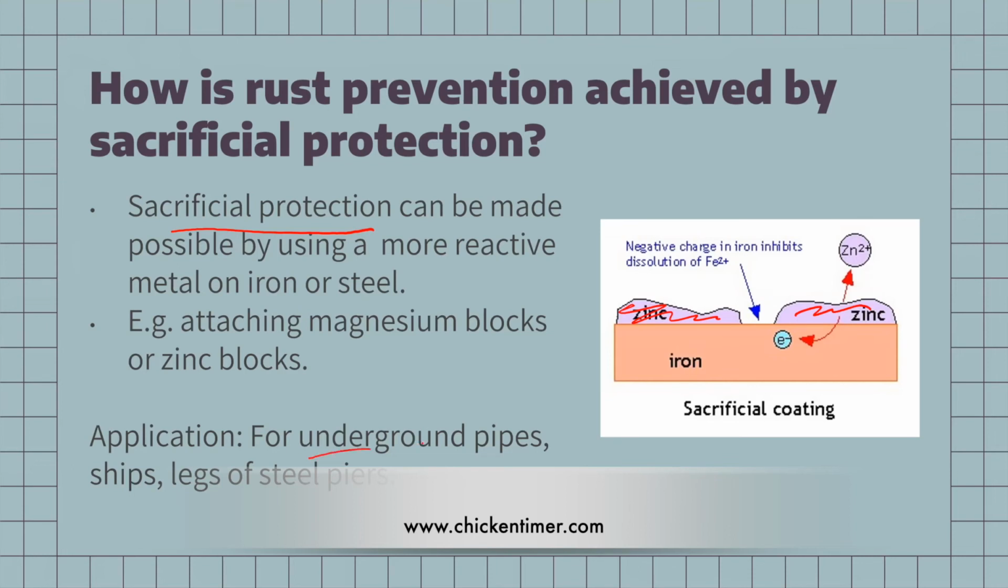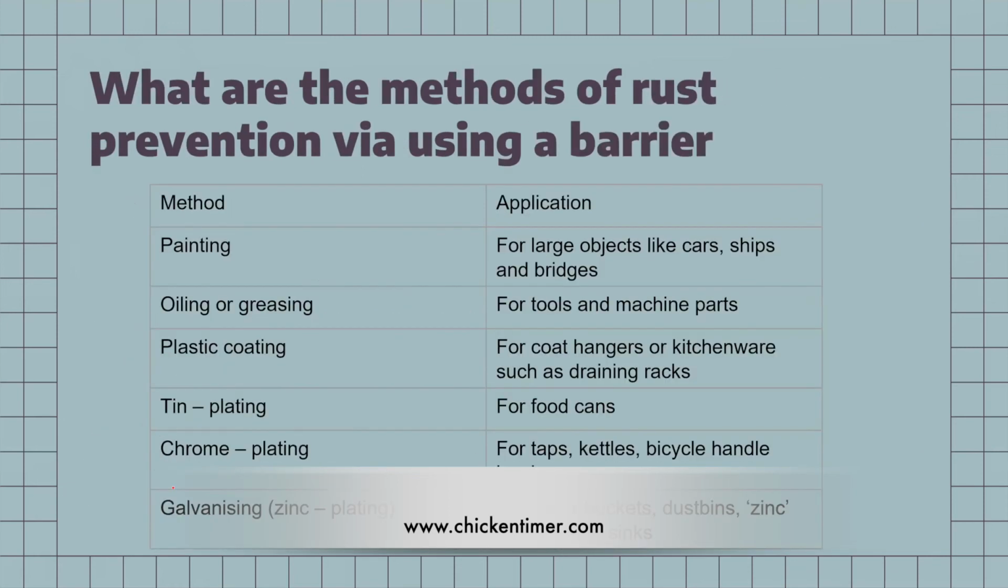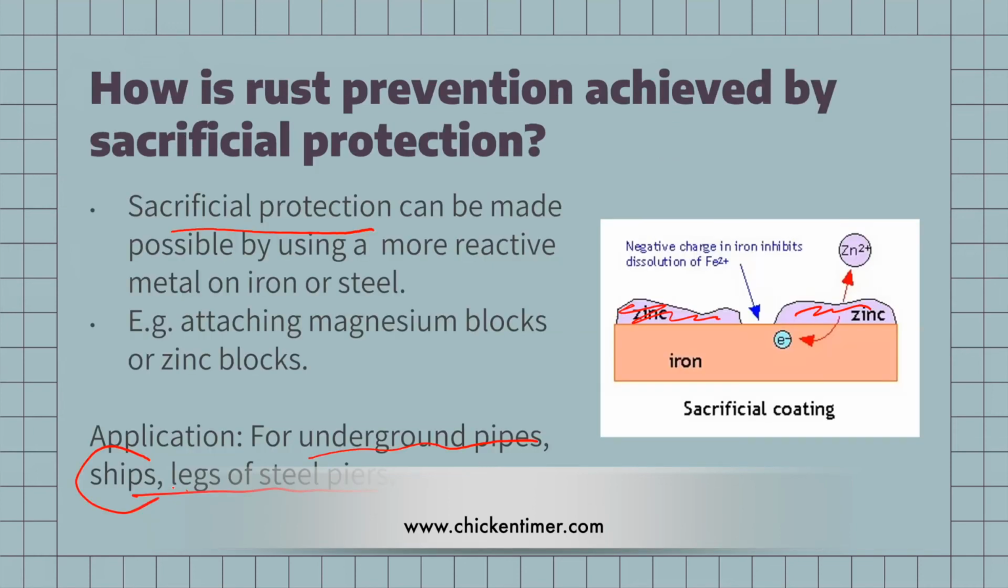The application is more in underground pipes. You hang something next to the underground pipe so the pipe won't rust. Or you can find it in shipyards, in ships, where they place some zinc pieces or magnesium pieces. Then the ship won't rust as quickly. I think I have some images of it later. The ship one, I think we have a picture later.